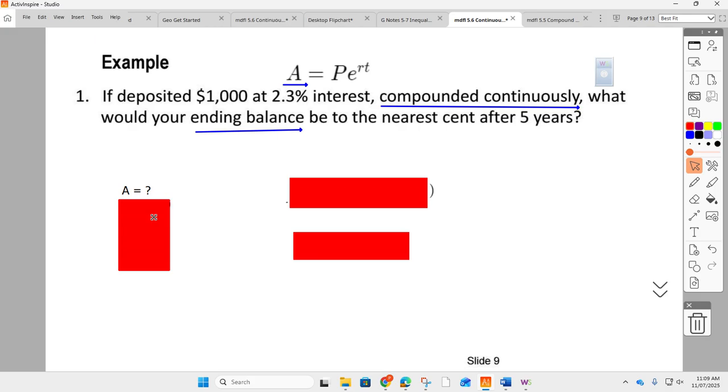The principal is, what's the principal? $1,000. Now the rate, can anybody tell me what the rate is?